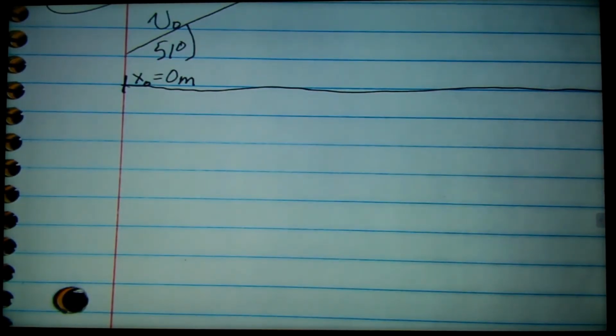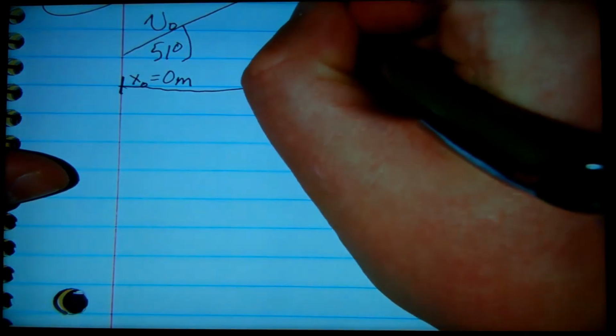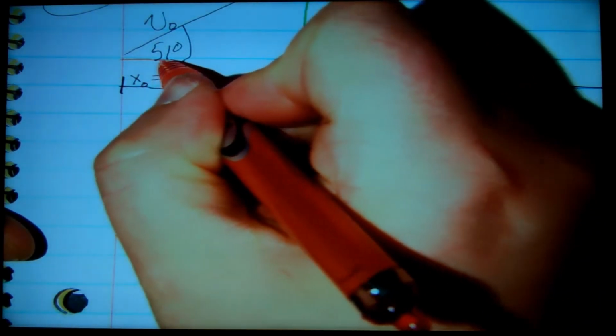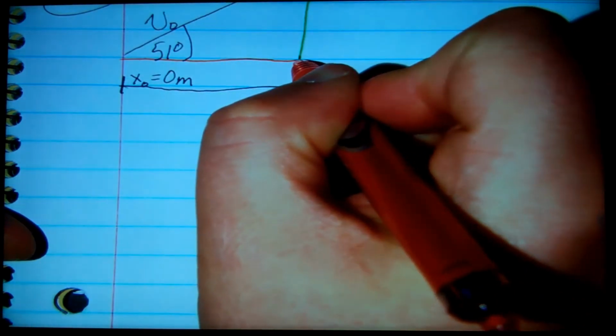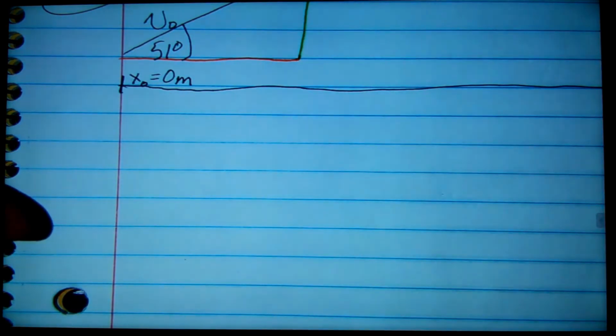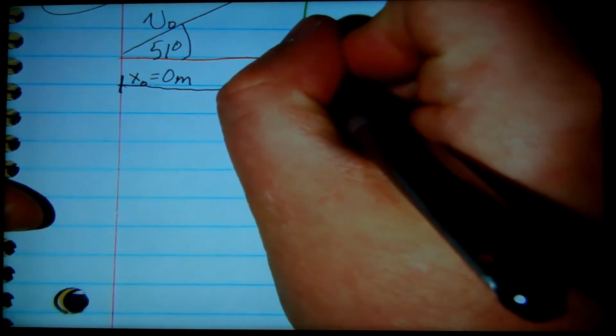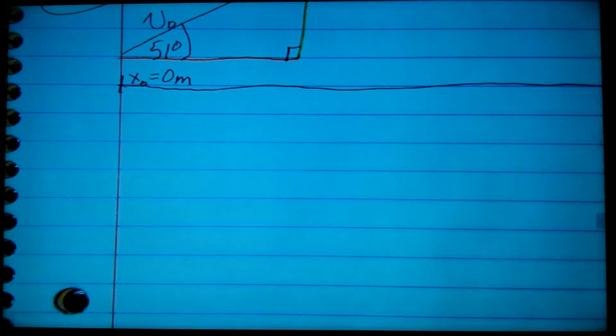It's like they're starting. Initial position is 0 meters. Okay. Alright, now in this, we're going to need to break these down into X and Y components because I'm going to use them to solve. So here's the interesting thing: you can't do what we normally have done before.